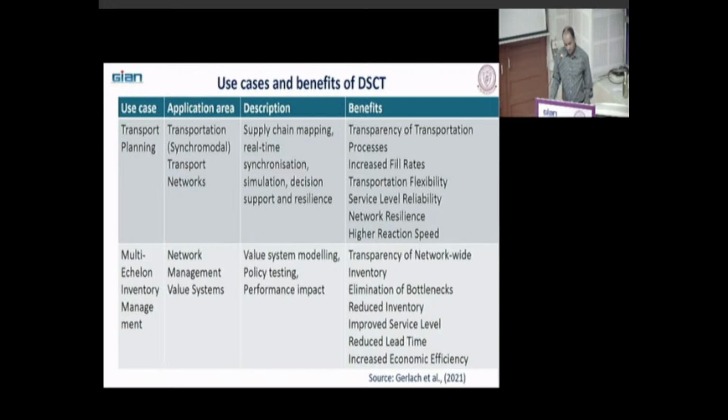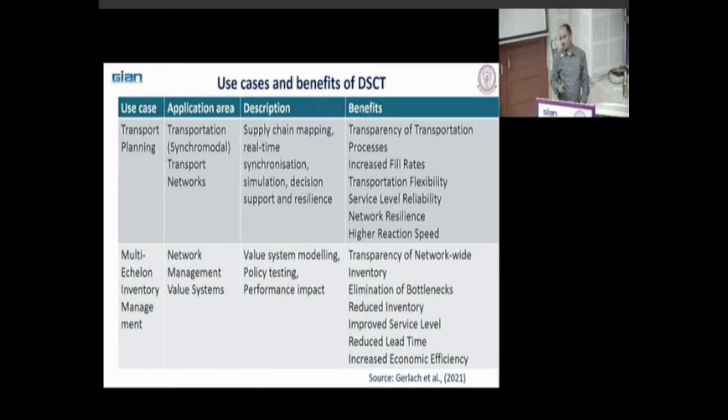Transportation flexibility as well. Transportation flexibility means, suppose you are taking one route, and if there is a disruption, it will ask you to select another route. Transportation flexibility, service level reliability, network resilience, and high reaction speed. If something happens, it will tell you in advance. If there is a problem, it will predict that unexpected event so that your reaction speed is high.